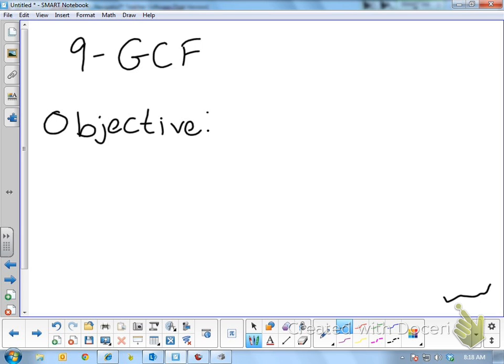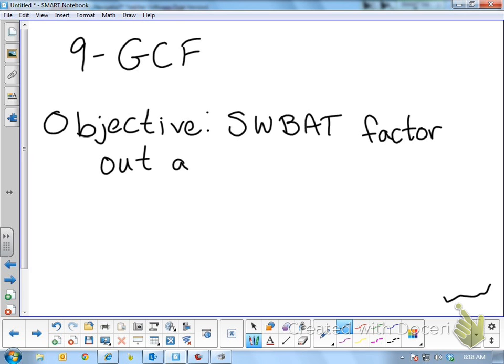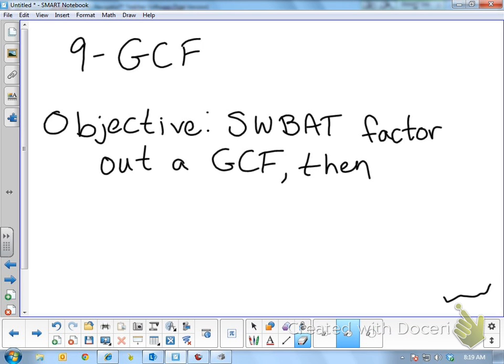Okay, so our goal today, our objective is students will be able to factor out a greatest common factor. I'm just going to write GCF for greatest common factor. Then factor the trinomial that is left.